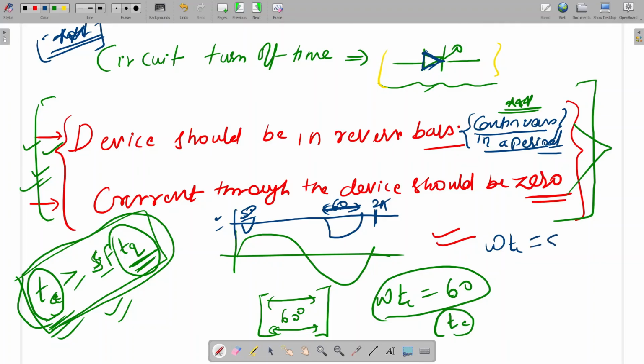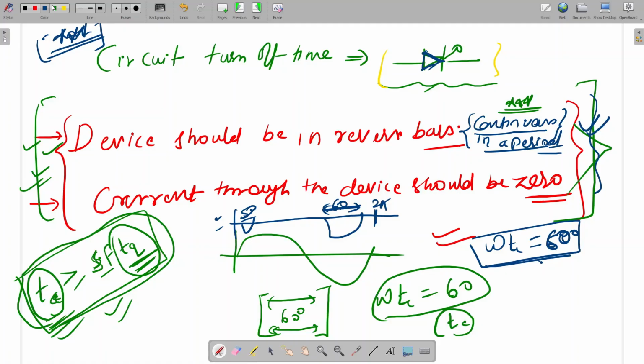So ωTc should be equal to 60 degrees. It should not be equal to 65. So the concept is it should be continuous in a reverse bias period for a duration, and the current through the device should be zero. This duration we will call the circuit turn-off time.